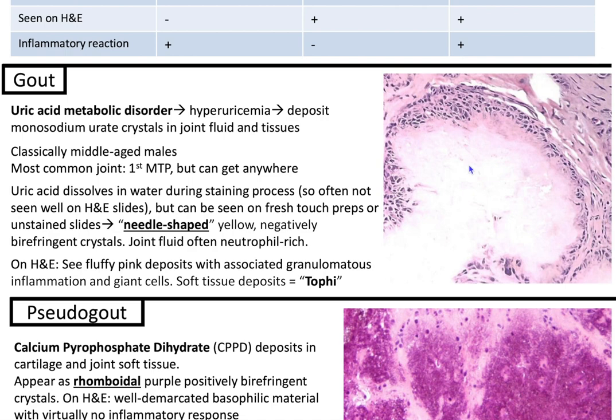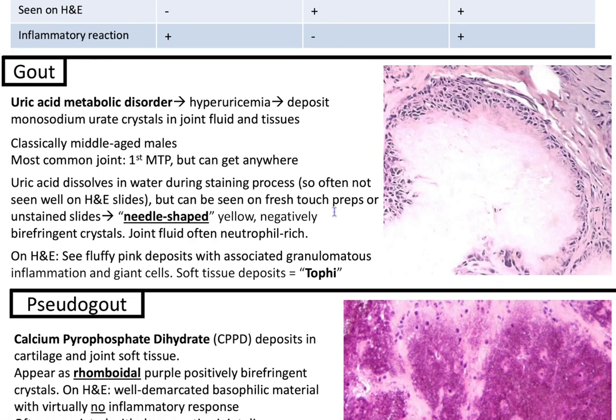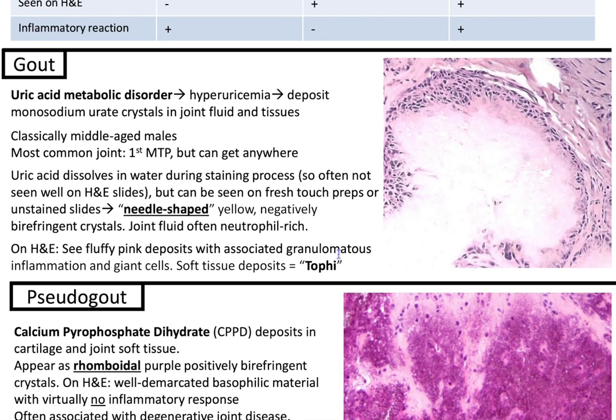It's important to note that urate dissolves in water during the staining process, so you might often not see it on H&E slides. An option is to use alcohol instead of water, or fresh touch preps. You'll have needle-shaped, yellow, negatively birefringent crystals, and the joint fluid will often be neutrophil rich. You'll see fluffy pink deposits with associated granulomatous inflammation and surrounding giant cells at the periphery.